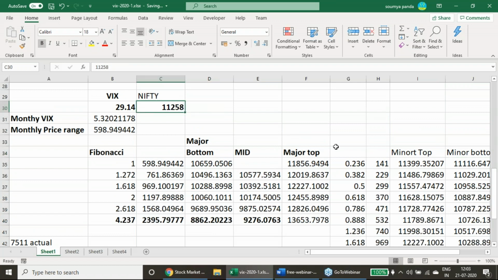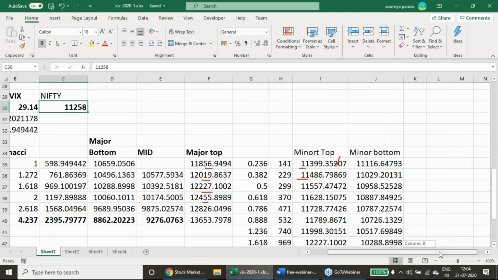If I calculate it from the 11,258, I am getting 11,856 as my major top, and my first bottom will be 10,659. This is the major bottom and major top. Once these levels are penetrated, then I can go for the higher tops and lower bottoms. If 659 is broken, then 496, 288, 10,060 I can expect. If 856 is broken, I'll be expecting 12,020, 12,200. These are the major top and major bottom.